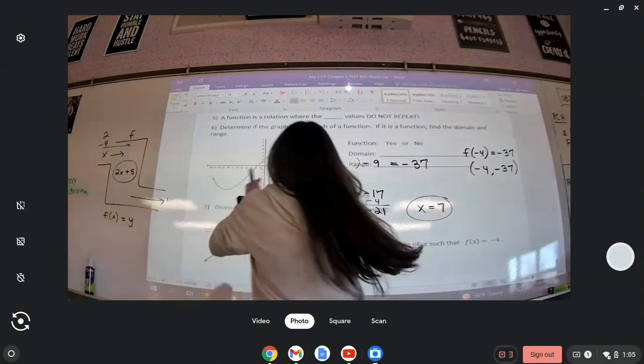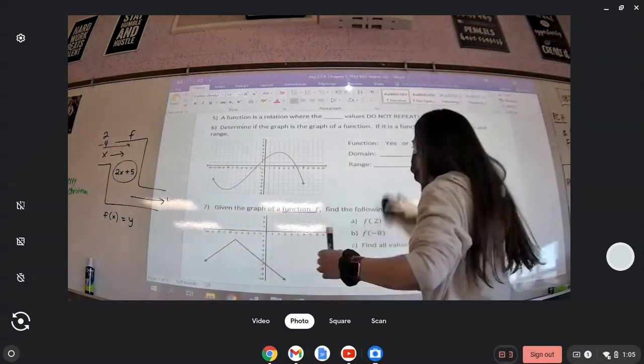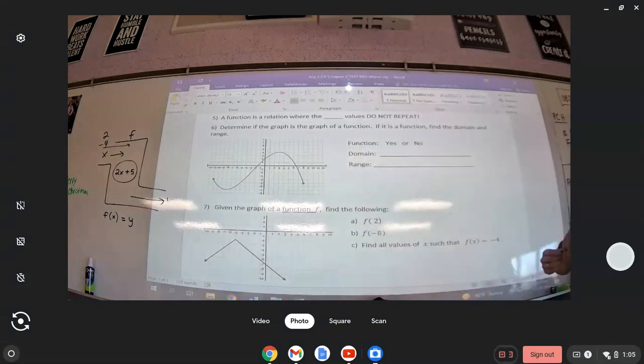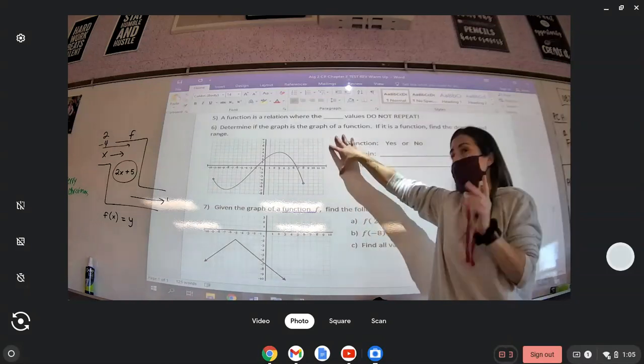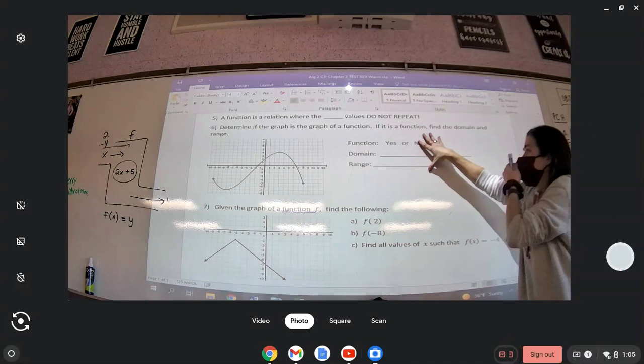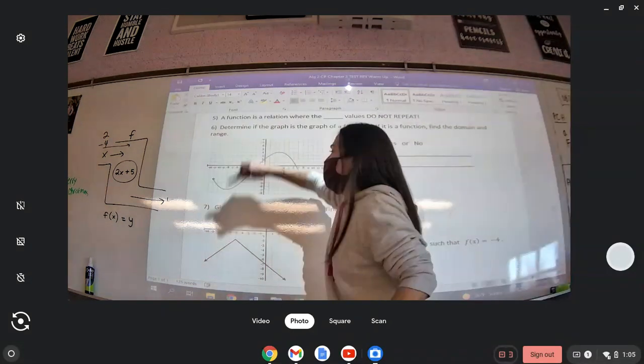It's gonna come back. All right, so first, we know that in order to be a function, your x's can't repeat. Number 6 says, determine if the graph is the graph of a function. If it is a function, find its domain and range. Does anybody remember the quick test that we had to make sure that it was the graph? The vertical line. That was what it was. You can look at a graph and you know it's a function if it passes the VLT.